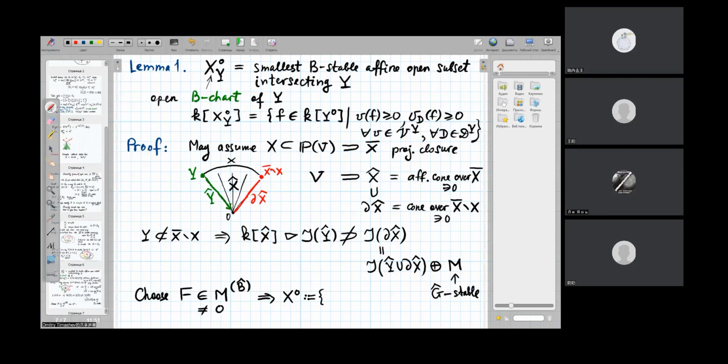It is compatible. So let us denote by X upper knot the non-vanishing locus of this polynomial f in the projective variety X bar.